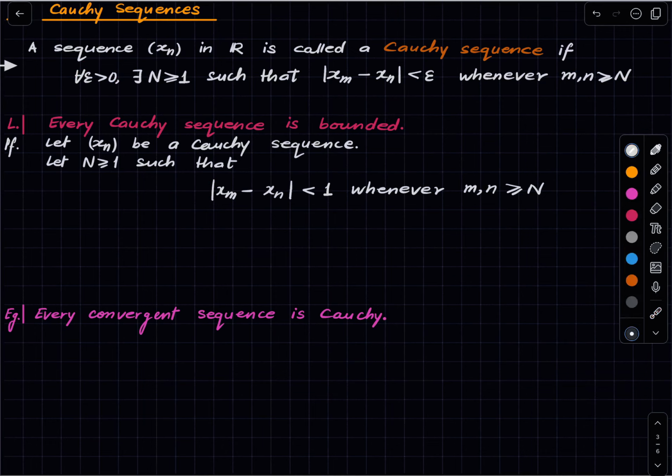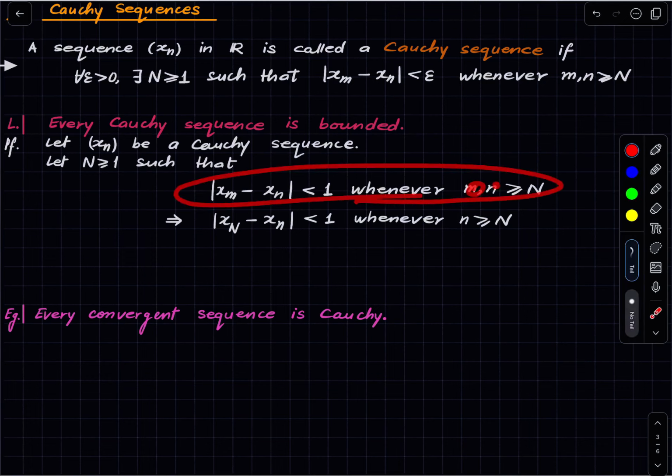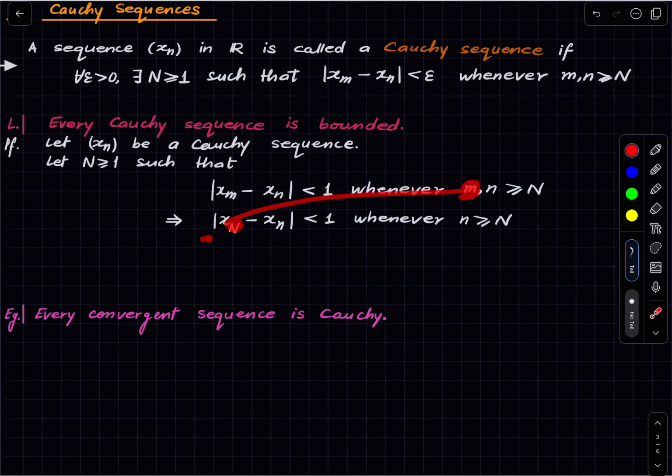So therefore, in particular, we have this happening whenever n is at least capital N. What happened here? This was true whenever m and n were at least capital N, so we just chose little m as capital N and left little n as a dummy. Okay. So therefore, just by straightforward triangle inequality, we see that this is the case.